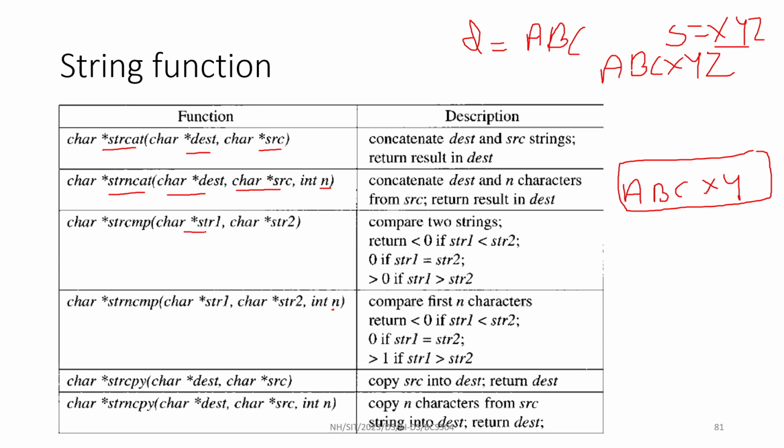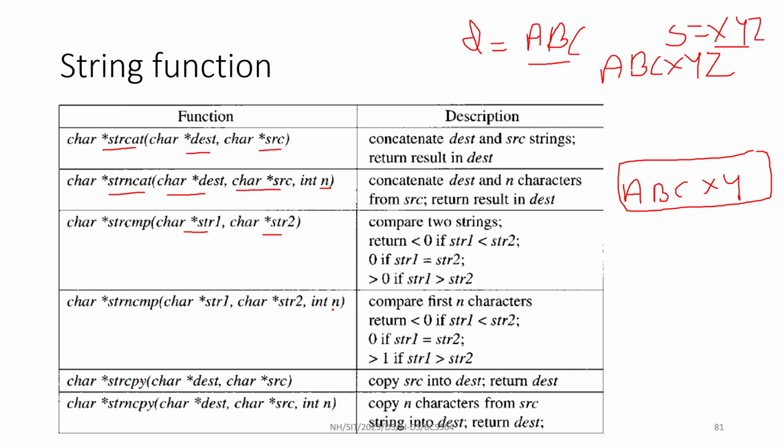Then comparing string 1 and string 2. I'm going to compare ABC and XYZ. ABC in dictionary order comes first, before XYZ. Okay, so the value will be -1. Otherwise, if they are the same, it returns 0. If the first string is bigger, then it returns 1, greater than 0.